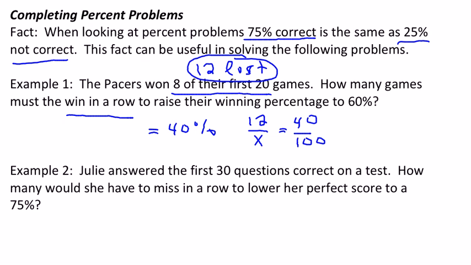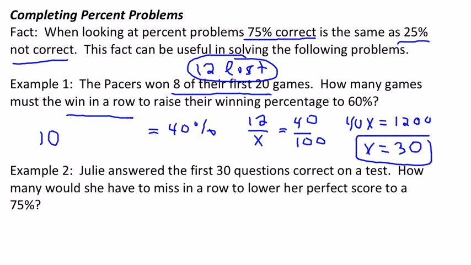So you just cross multiply to get 40x equals 1200, divide by 40, and you get x equals 30. So they're going to play a total of 30 games. So to get to 30 games, that must mean they're going to win 10 in a row. And so that's your answer. If they win 10 games in a row, they've now won 18 out of 30, and 18 out of 30 does equal 60%.